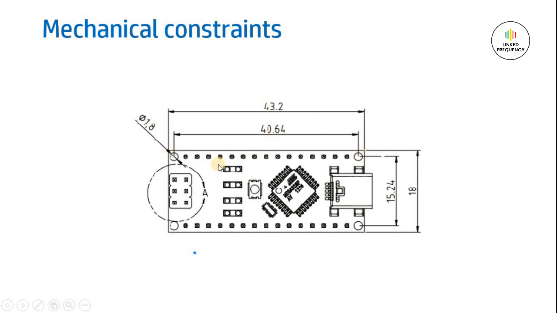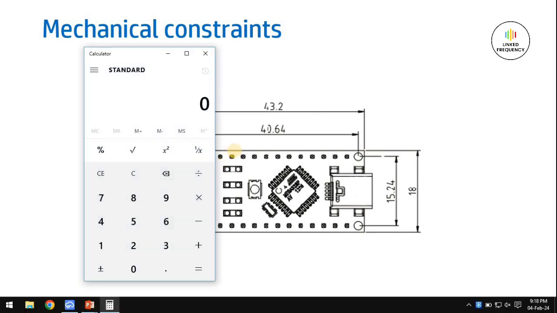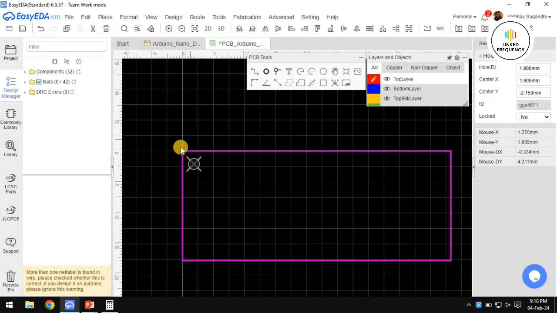So how to compute that? Use a calculator. When you open a calculator, you know that 44 minus 40.64 is going to be 3.36, divided by 2 is going to be 1.68. So 1.68 mm is the distance from the x-axis. So 1.68 is going to be the distance from this point to this point, and the same one here also. What about the height?